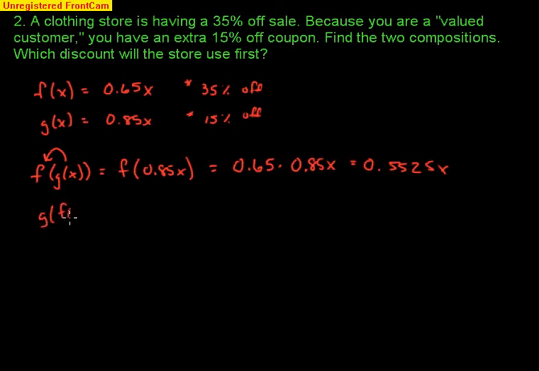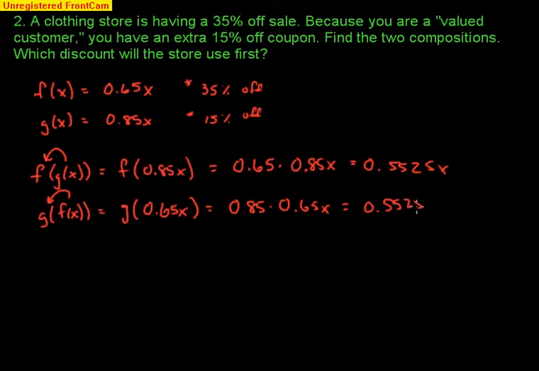Now let's do g of f of x. Well, that is g of, and we put f in there, 0.65x, which means f is going to go into g, so I write down g, 0.85. I don't write the x, I write times what I'm evaluating for it, 0.65x. 0.85 times 0.65. Oh, we just did that. It's 0.5525x. And notice for this problem, because they're both percents off, the compositions come out to be the same.